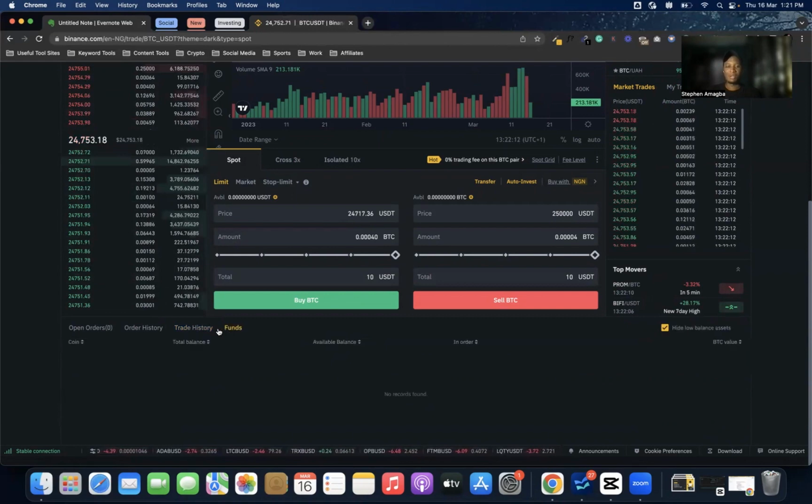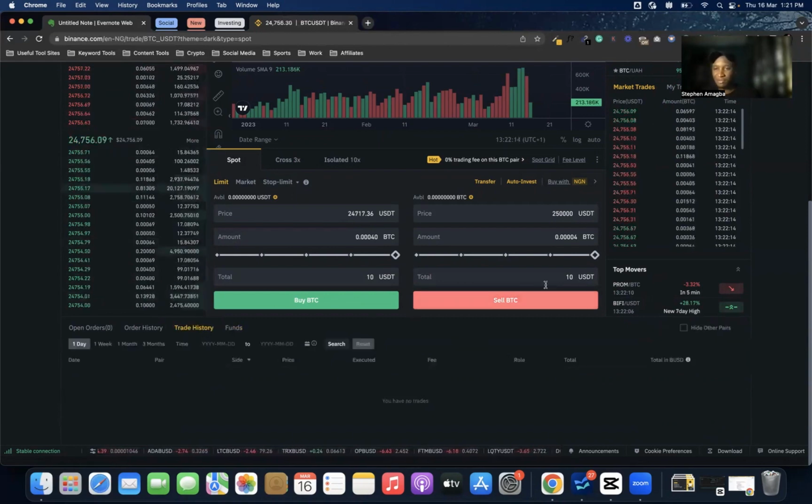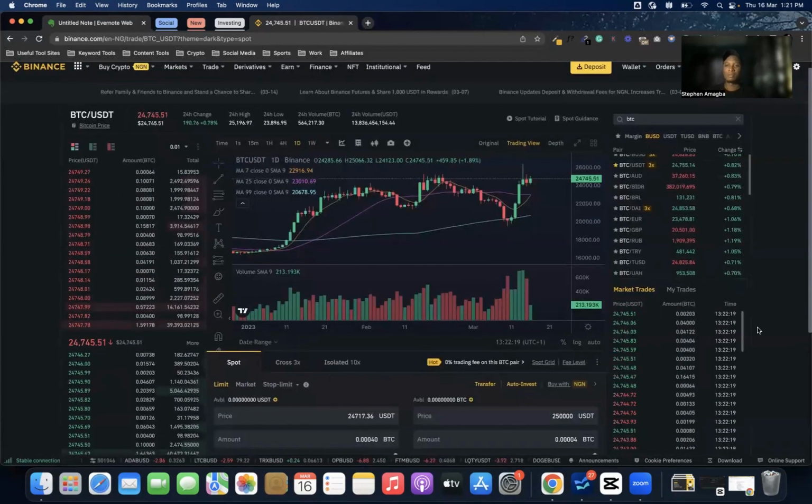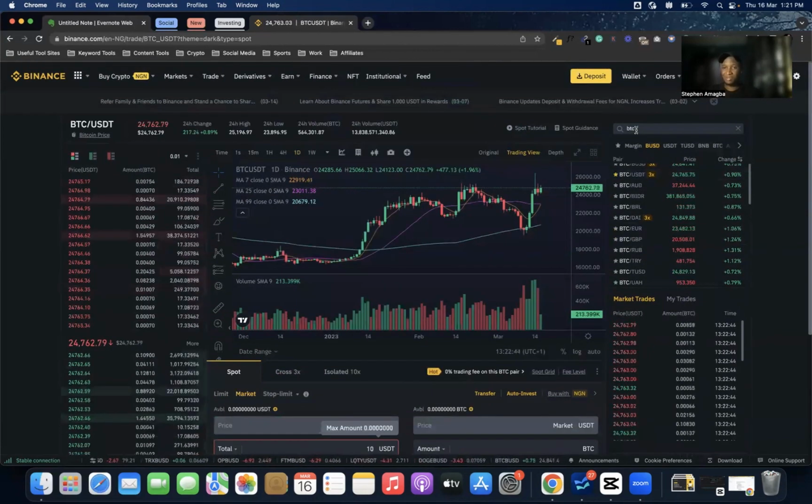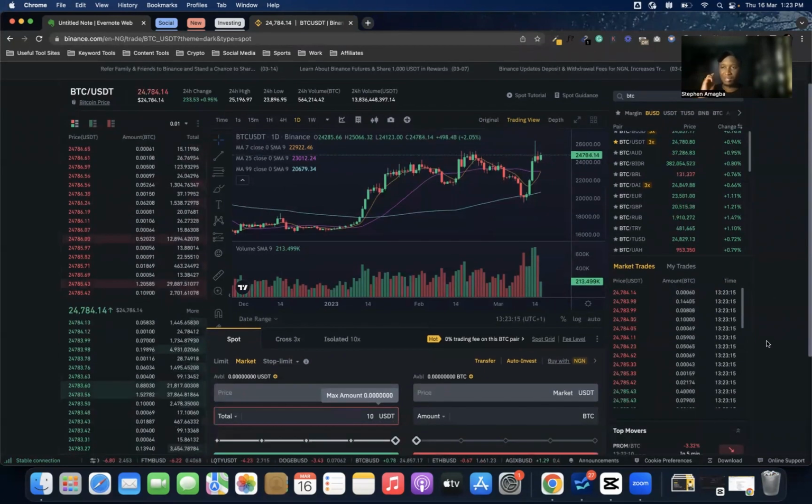And then funds is where you have your available funds to trade. So remember, you are required at the end of this course to go over here and place your first trade. Choose any cryptocurrency of your choice and do due diligence. So that's basically it for this module on spot trading, and I'm going to see you in the next one, guys.